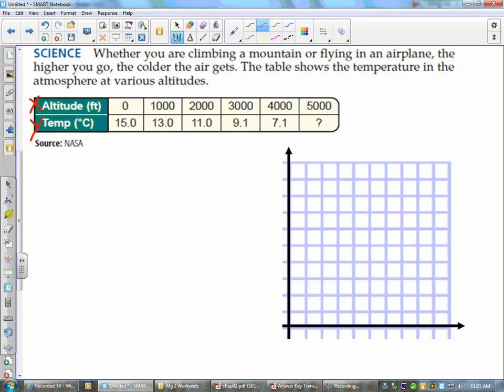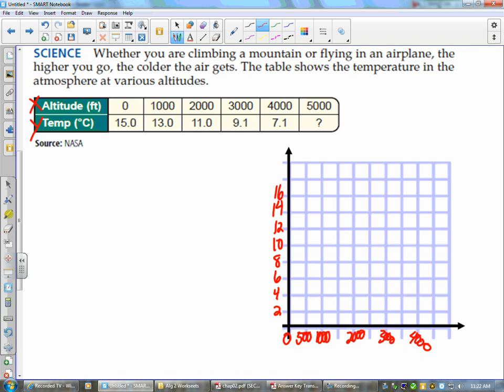Now, next we're going to have to look at, when I graph this, what would be a good scale? So a good scale for altitude, 0 to 4,000 or 5,000. How about 500 feet? So if this is 0, 500 feet. This will be 1,000. This will be 2,000. This will be 3,000. 4,000. Okay? And then temp, we're looking at the highest of 15, lowest of 7. I'm thinking let's go up by 2. So 2, 4, 6, 8, 10, 12, 14, 16.